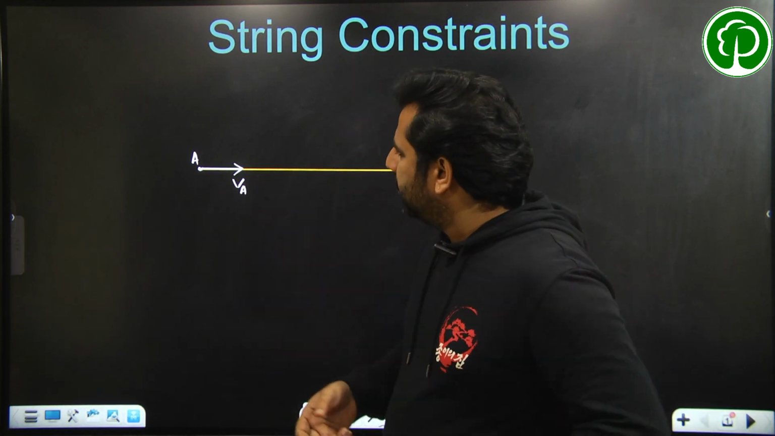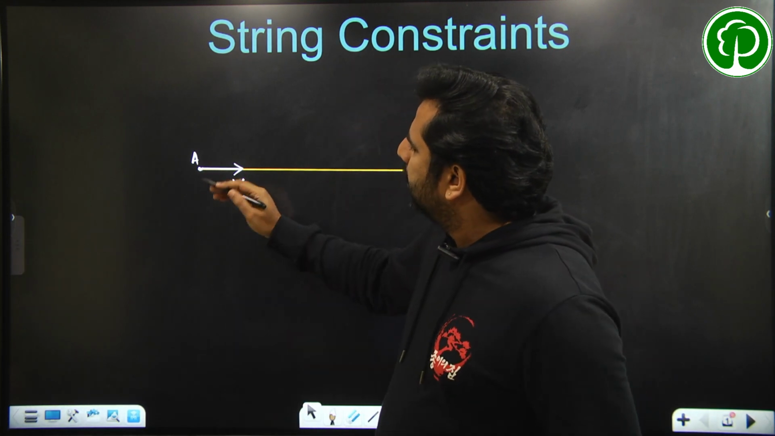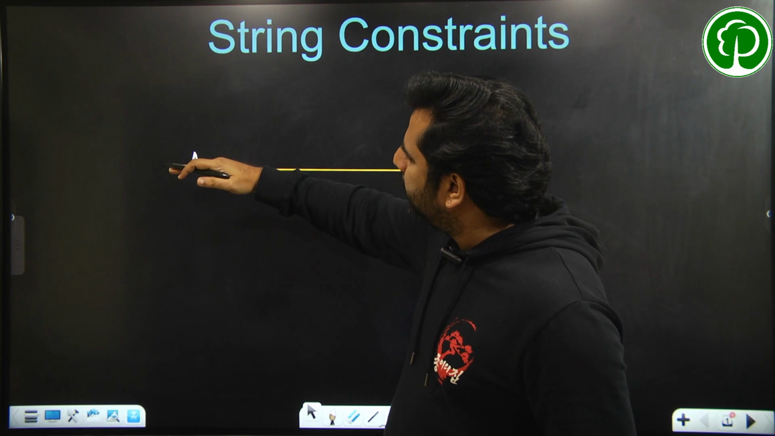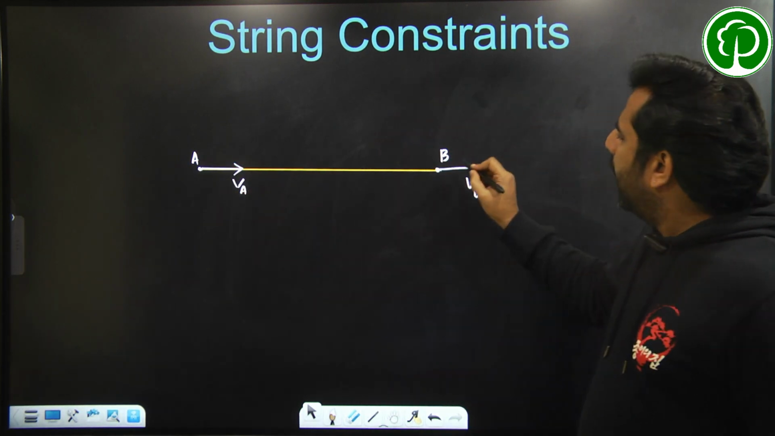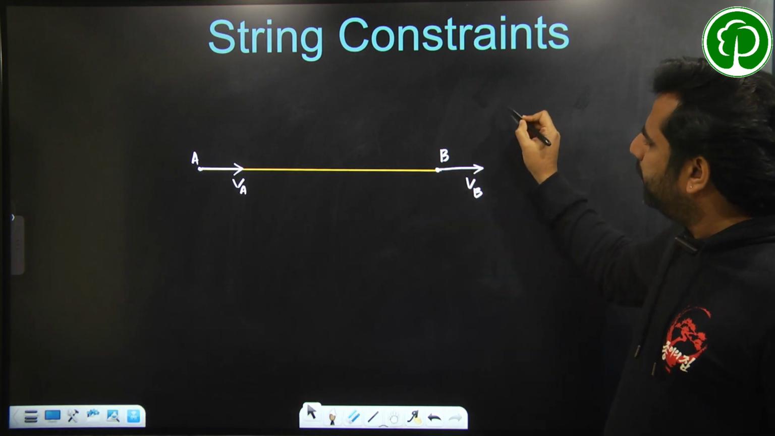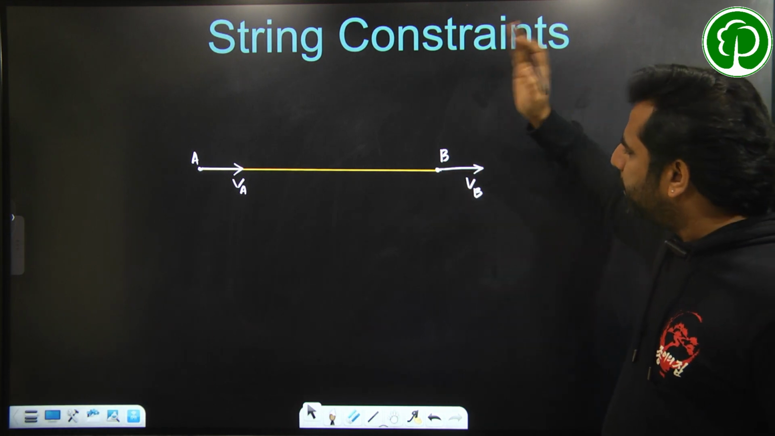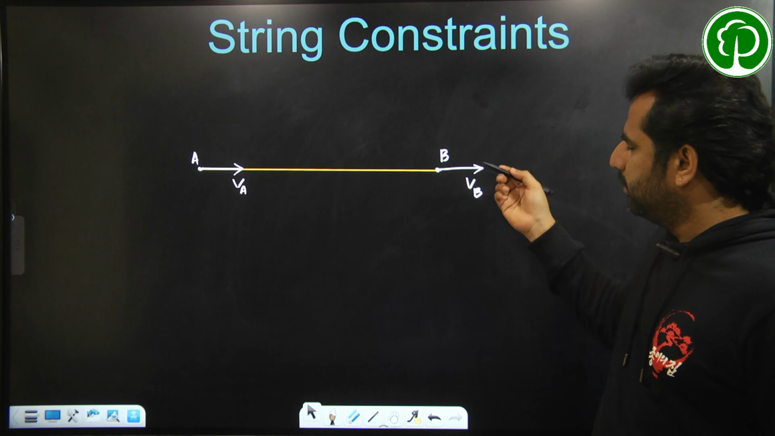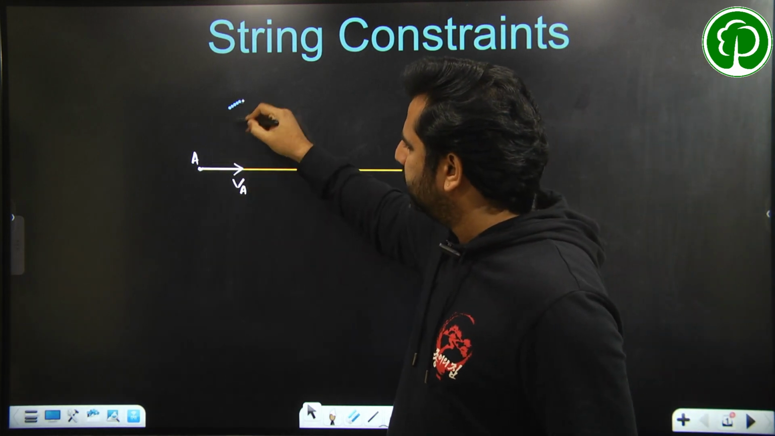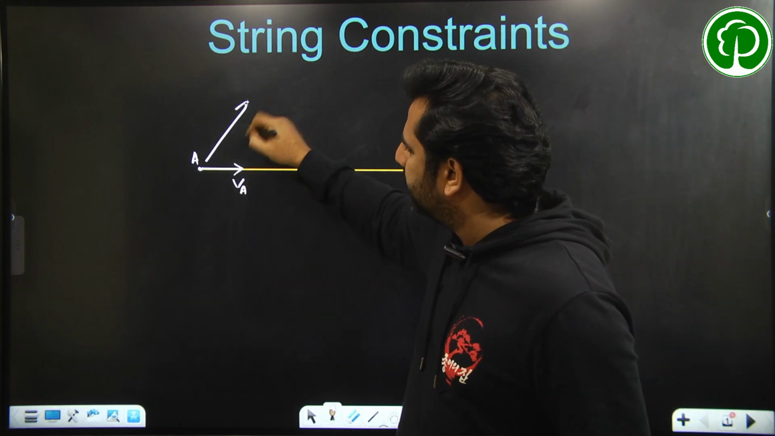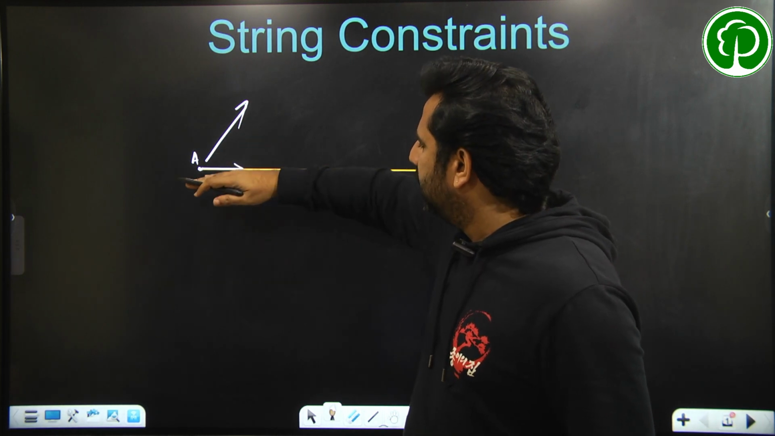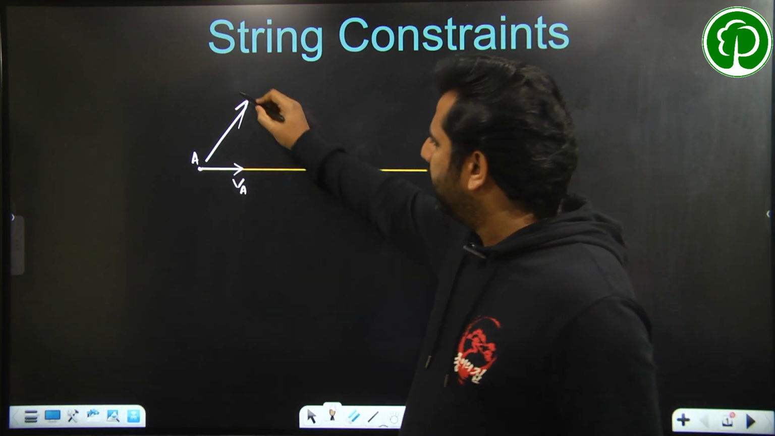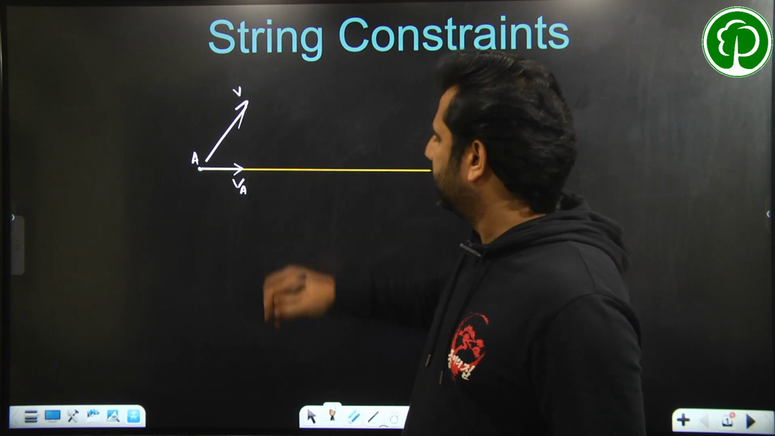I am resolving the velocity of A, and I am taking the component of the velocity of A along the string. I will name it as VA. I shall resolve the velocity of B and take the component of B along the string. I'll name it as VB. A can have velocity in some random direction, so it is making some angle theta with the length of the string. So if the velocity is V, that V cos theta is VA.